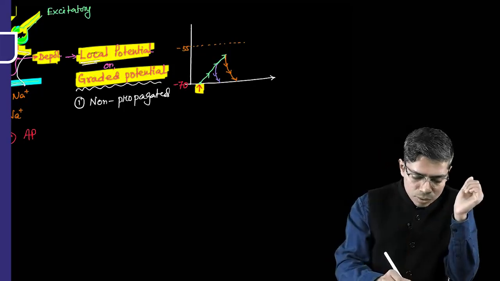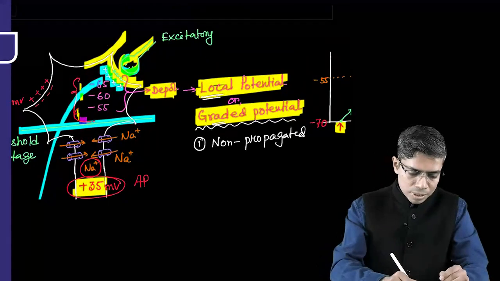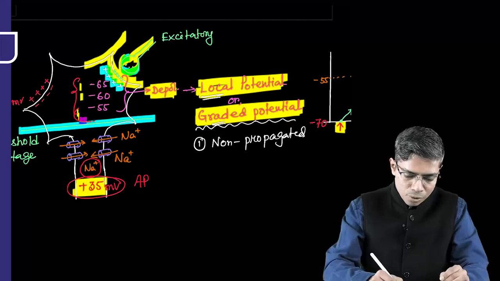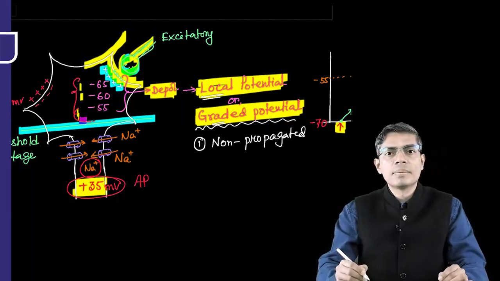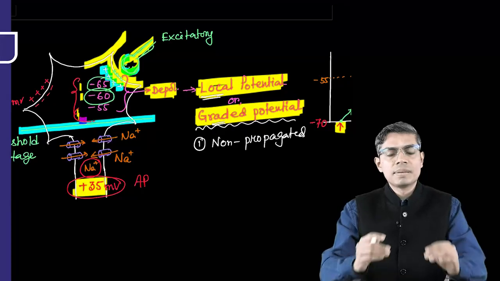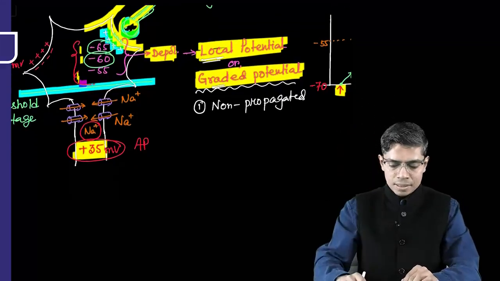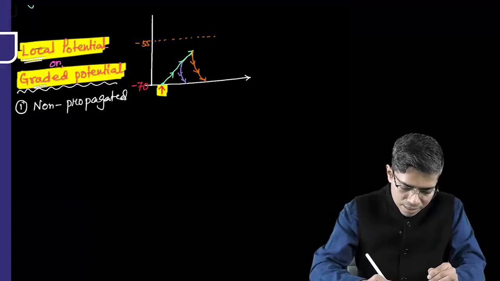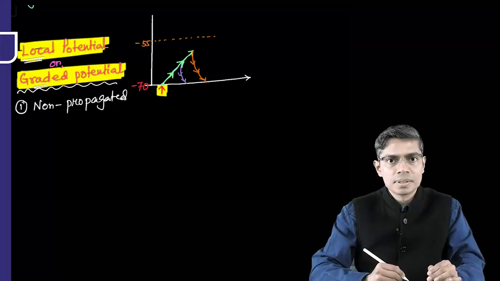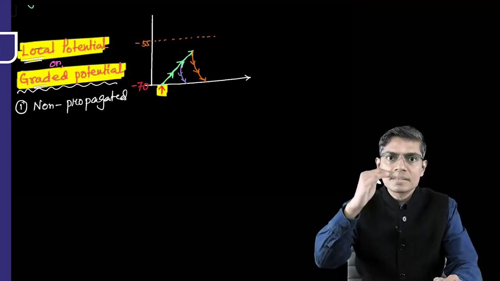Then second, why is it known as the graded potential? Okay, now look at this diagram once again. If you give a stronger stimulation to this neuron, what will happen? The membrane voltage will become more and more positive. If I give less stimulation, less positivity. If I give more stimulation, more positivity. Meaning in this curve, less stimulation means less positivity, more stimulation means more positivity. Meaning the local potential is rising gradually in a step-by-step fashion.